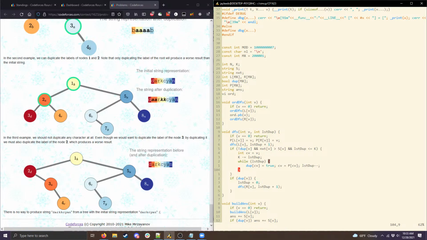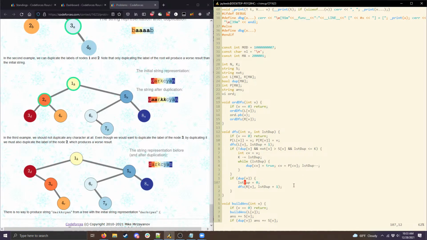And then I decrease k accordingly. And from there, we've decided whether or not we're going to duplicate the current vertex. And if we've decided not to duplicate the current vertex, then we can't duplicate any of the vertices in the right subtree. This is for the same reason why we can't duplicate A here, because we already said we aren't going to duplicate D.